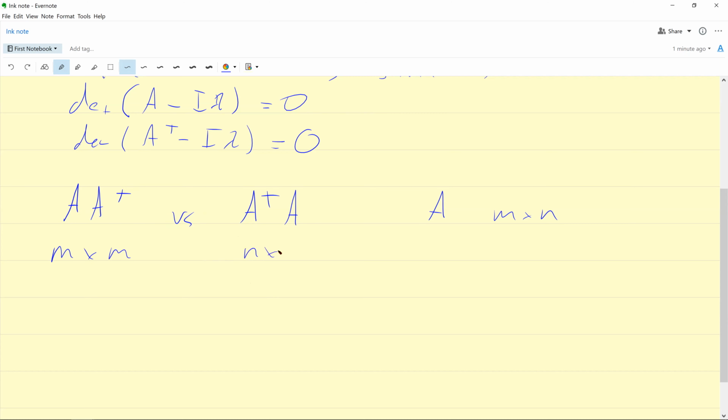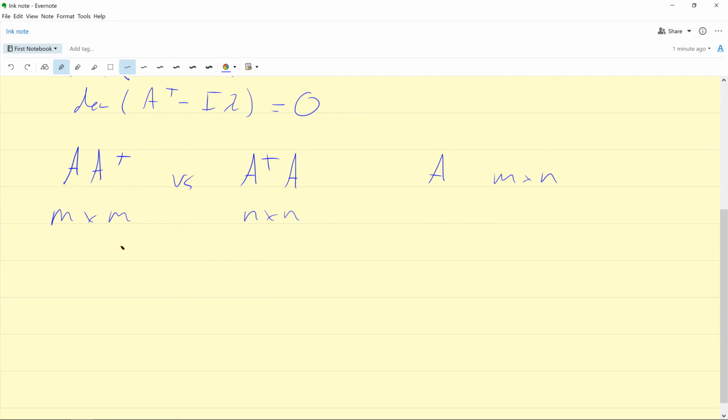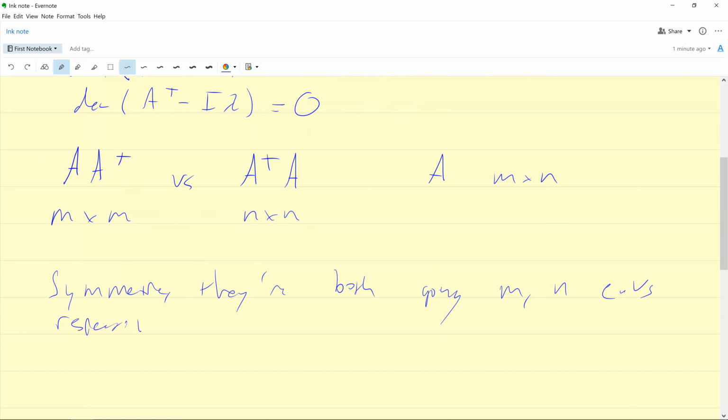So if A isn't square, then one of these is going to be bigger than the other. And because these are symmetric matrices, they're going to have m and n eigenvalues respectively. But we can still say something about some of the eigenvalues.